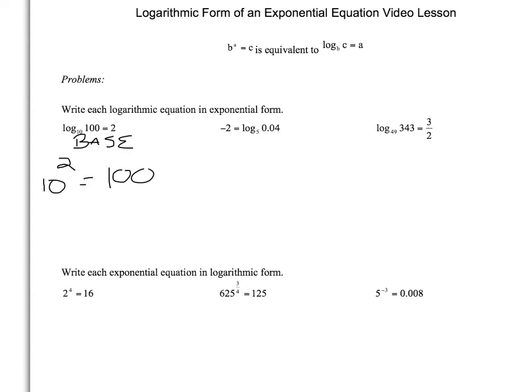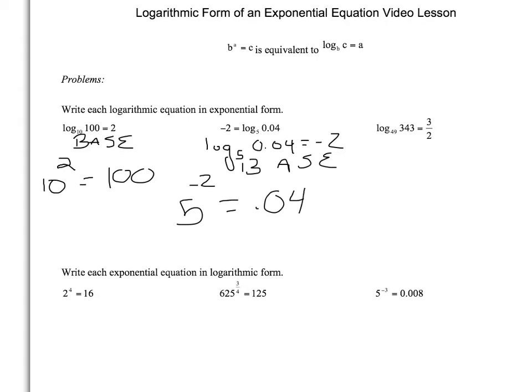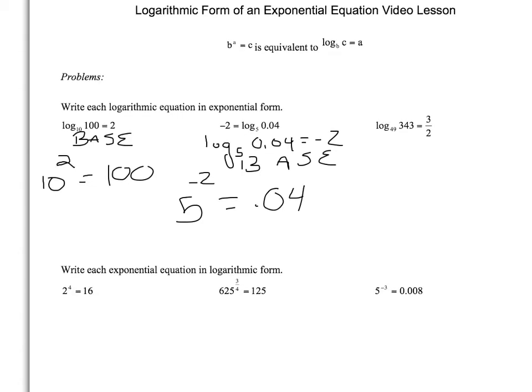Let's look at the next one. If you want to use BESA, I recommend rewriting it, writing the log in front, and then using BESA. So it'll be 5 is the base, the exponent's -2, keep an equal sign, and A is your answer, so 0.04. If you wanted to check, you could type 5 to the -2 in your calculator, and it does give you 0.04. I'm going to leave the third one for you guys.